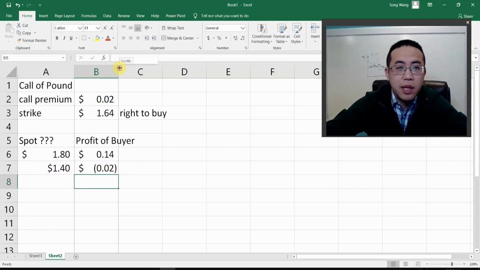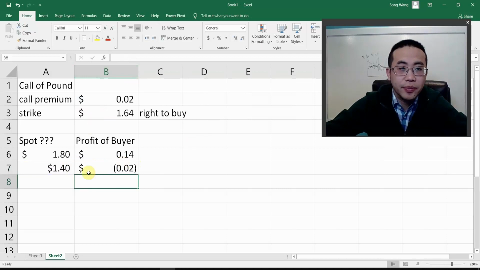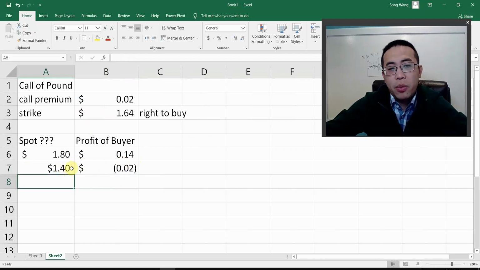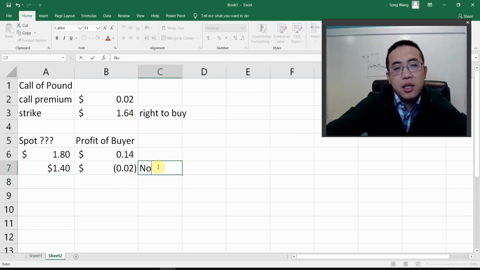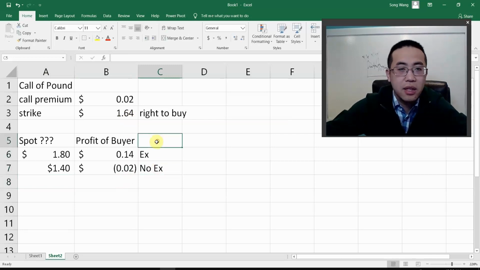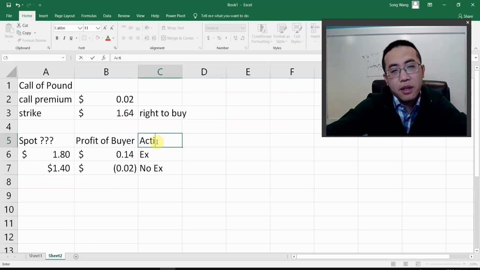That's it. That's how the game is played. Does that make sense to you? So it doesn't matter whether it's 1.4 or 1.6, as long as the spot rate is lower than 1.64, you just walk away. You let the option expire. You don't exercise it. Right here, you exercise it. Okay, so that's your activity.